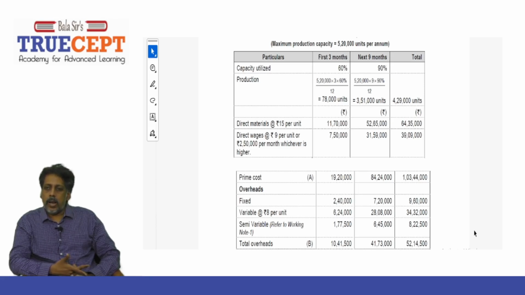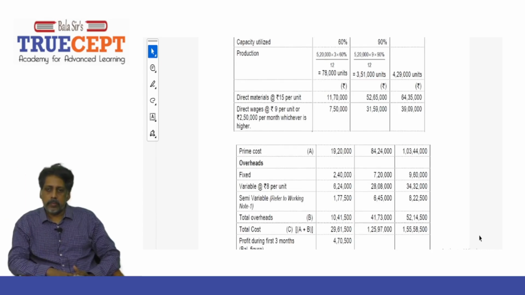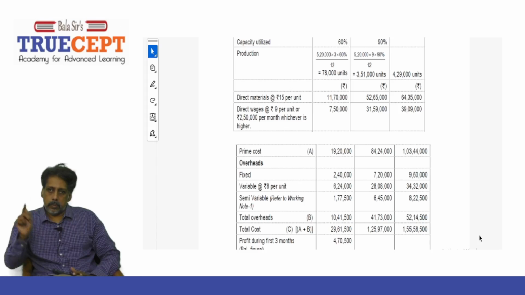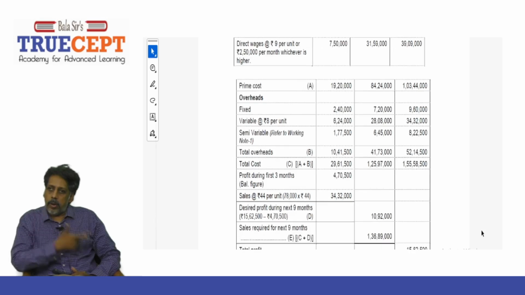That is your prime cost. No, that's a total of wages. Okay. Now get me the prime cost. Prime cost is 19 lakh 20,000 for the first 3 months. Next, 84 lakh 24,000 for the next 9 months. Then 1 crore 3 lakh 44,000 for the total. And now add overheads. They didn't say factory office, right? Add overheads under that.